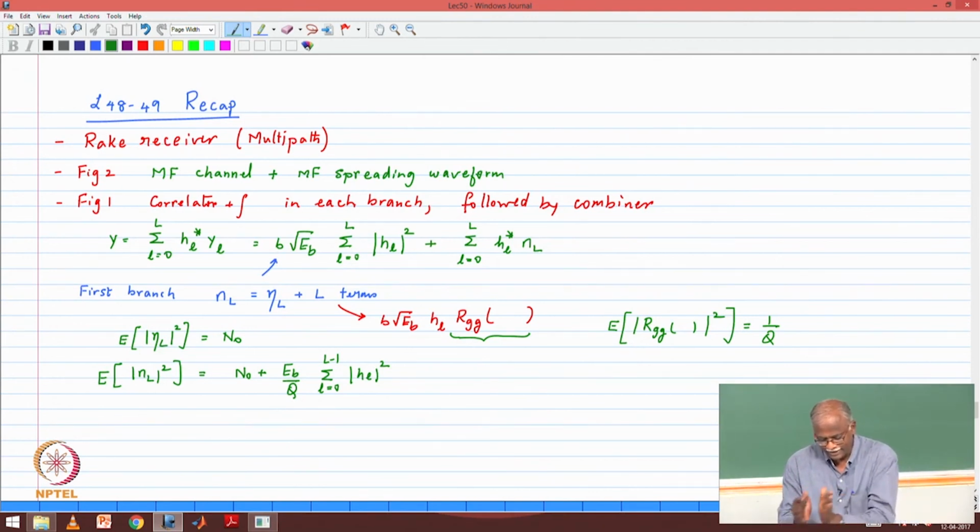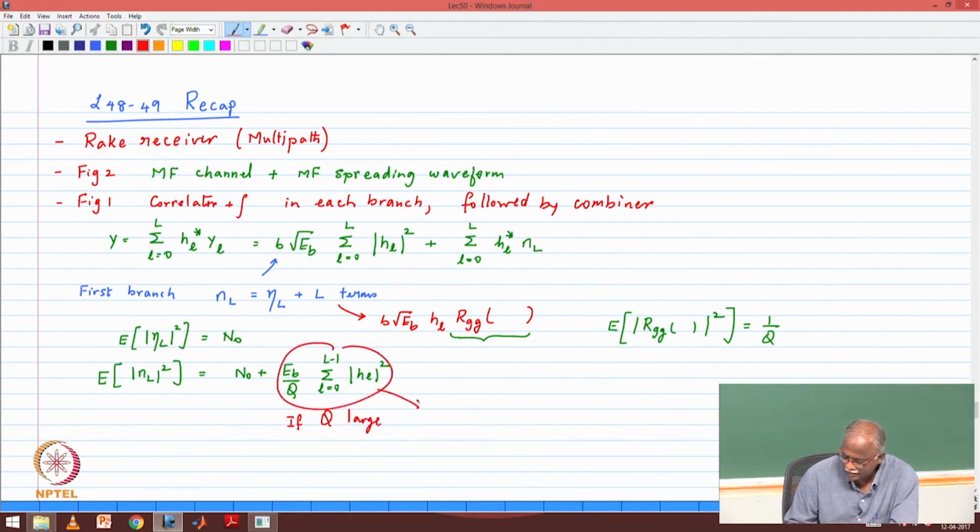Each of these branches has a noise component which we will have to quantify. So using this expression, and assuming that Q is large, we said that if Q is large, then this quantity can be neglected.